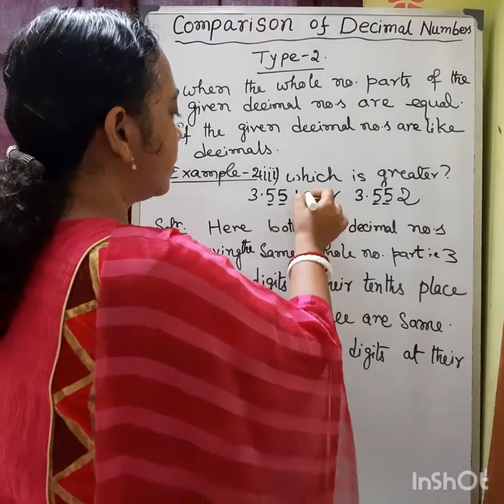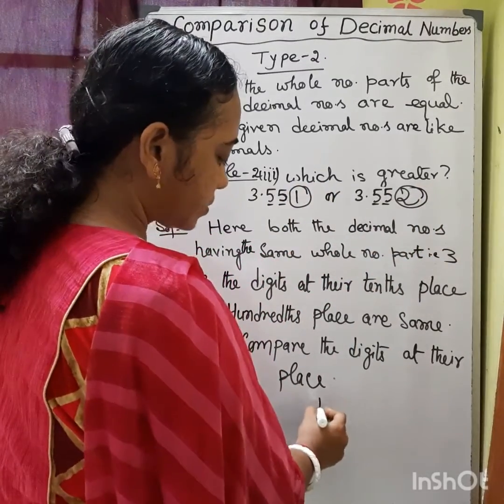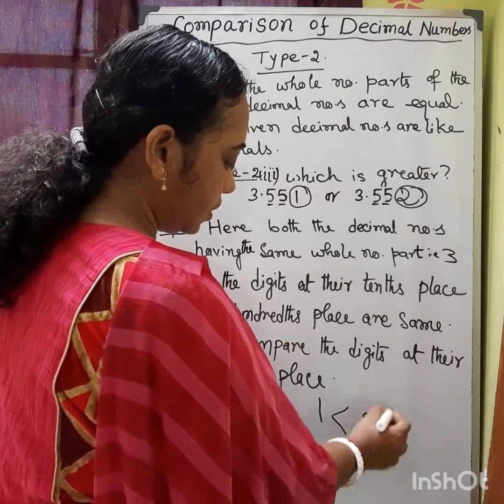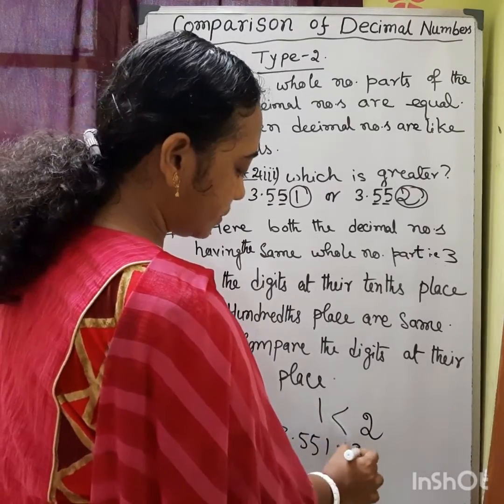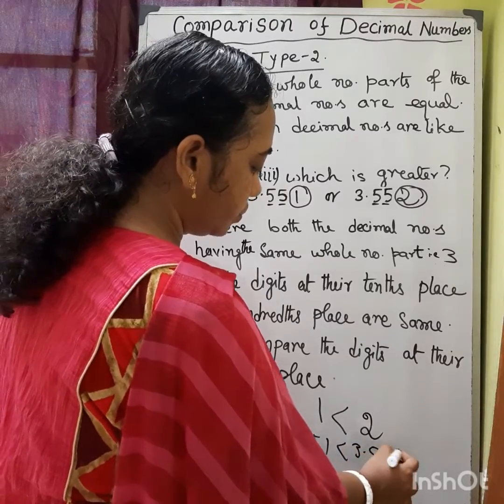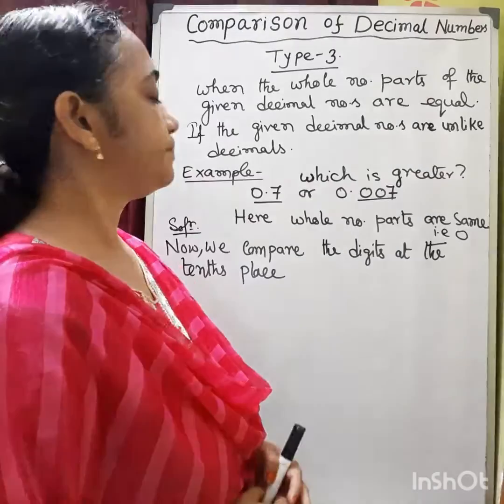In the first decimal number it is 1 and in the second decimal number it is 2. So as we know 1 is less than 2, that means 3.551 is less than 3.552. So in this way we can easily compare the two decimal numbers.